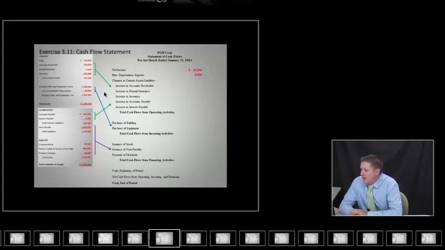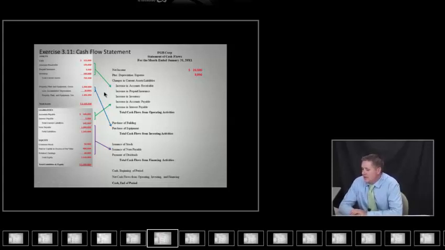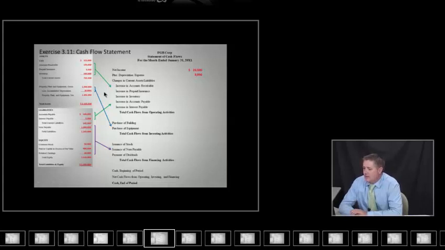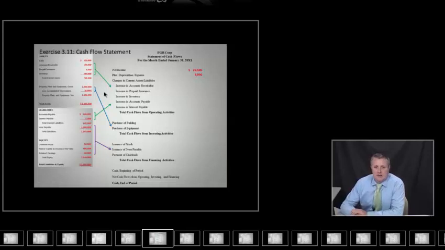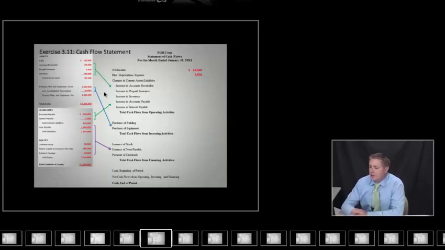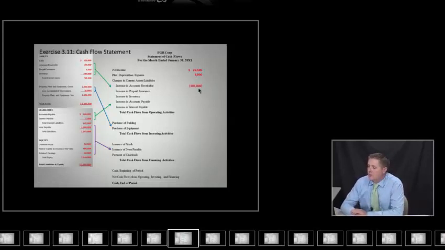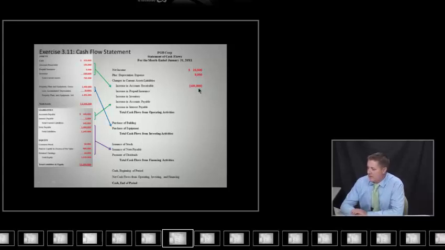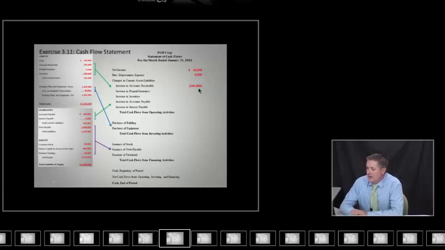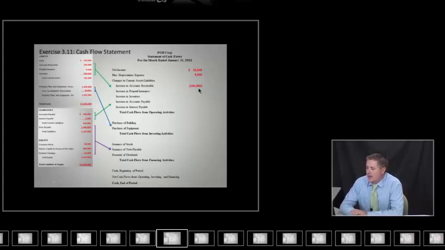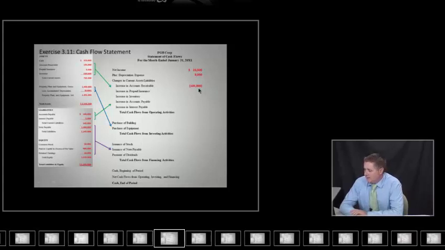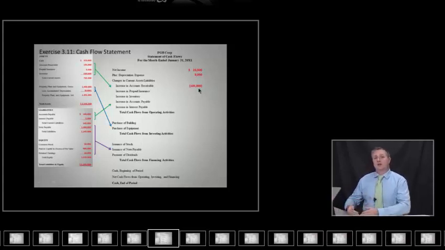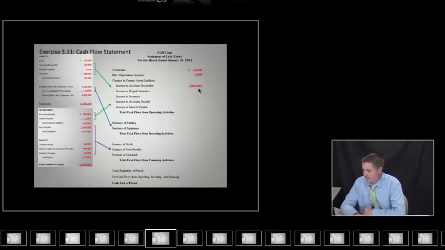So my change, I basically had an increase in accounts receivable, right? Because now I have a balance of $105,000. That increase in accounts receivable is going to be a use of cash. So I'm going to report that as an outflow here, or a bracketed negative number. The same is going to be true of prepaid insurance and inventory. Those are increases in assets, that's going to be a use or an outflow of cash.